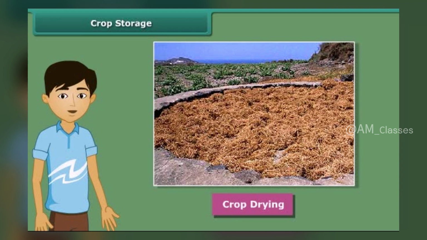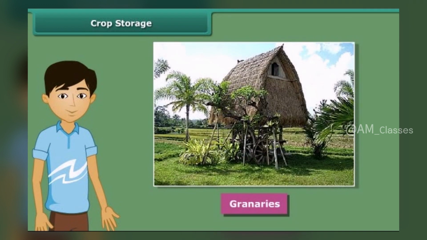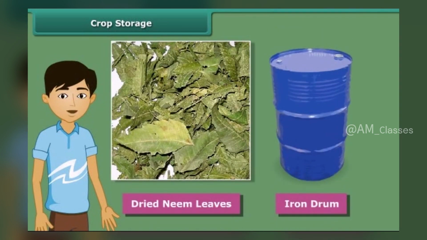Do you know the fact that farmers store grains in jute bags or metallic bins, but for large-scale storage of grains, farmers use silos and granaries? Generally, people also keep dried neem leaves in an iron drum for storing food grains because these dried neem leaves protect the grains from pests and microorganisms.